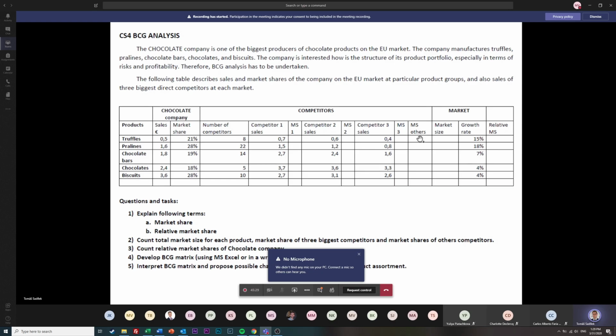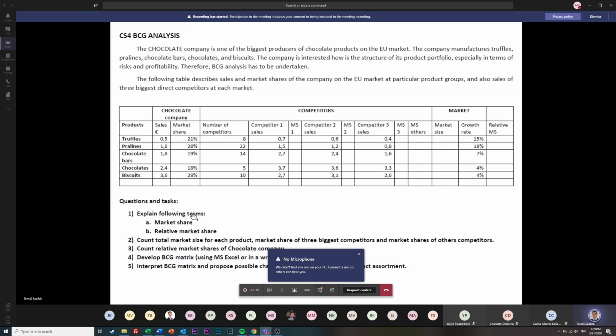From these values, we can develop the BCG matrix. We're going to do all calculations in Microsoft Excel in order to speed it up. We should interpret the BCG matrix and think about possible changes in the chocolate company's product assortment. It means, for instance, what are the dogs that should be excluded, and what are the question marks that should be moved into stars. So this is the second task.